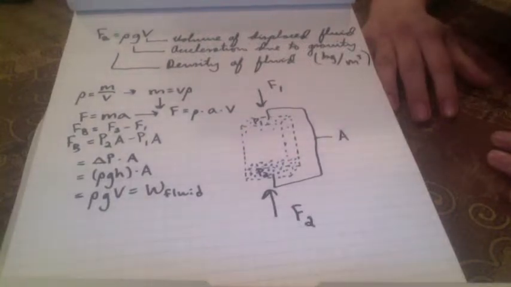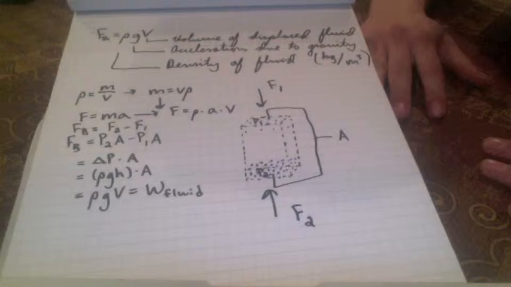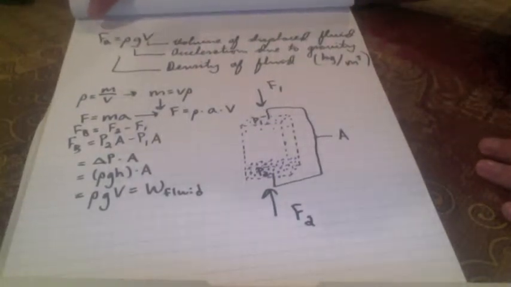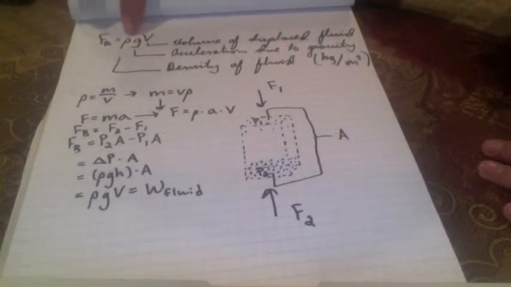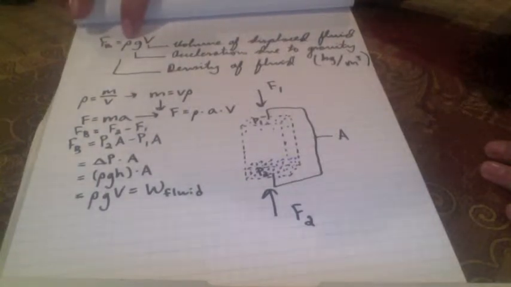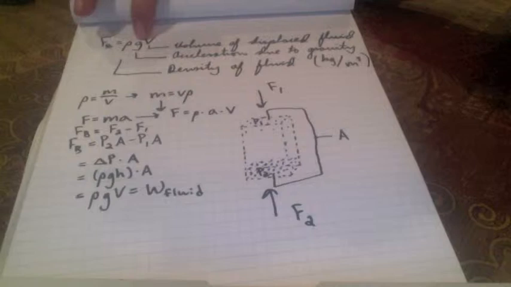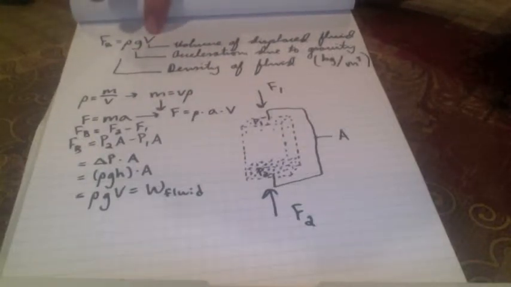Okay, so now let's look at the actual physics and math behind this. Our equation for the buoyant force is going to be this symbol, rho. It just means density. So it's the density of the fluid that you're talking about, times the acceleration due to gravity on Earth, 9.8 meters per second squared, times the volume of displaced fluid.